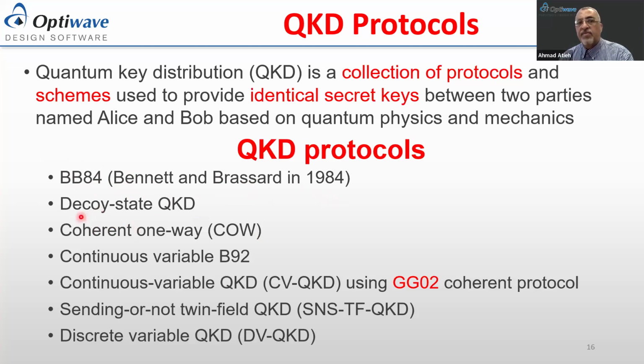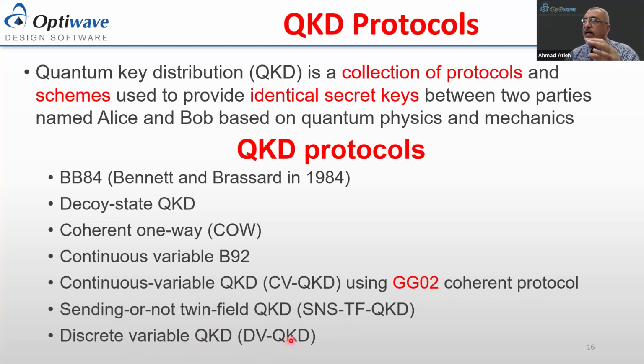And there are other algorithms called decoy quantum key distribution. There is coherent one-way algorithm, continuous variable B92, continuous variable quantum key using the GG02 algorithm, which is Grosshans and Grangier 02 coherent protocols. There are other algorithms called sending or not sending, twin field quantum key distribution, and discrete variable distribution.